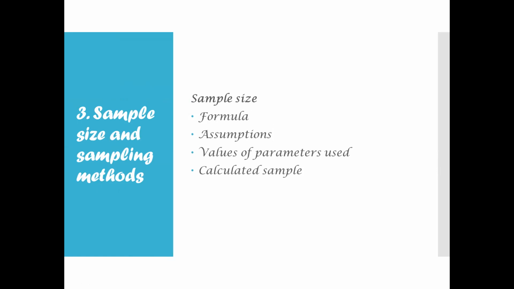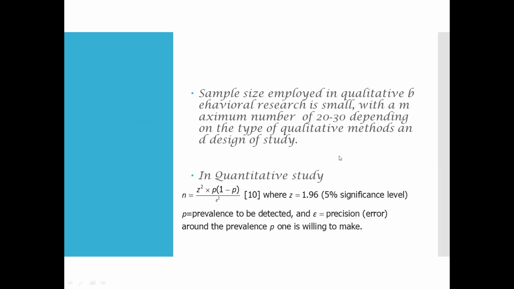So on sample size, you need to mention the formula you're going to use, the assumptions, the values of the parameters used, and the calculated sample. So the sample size that's employed in qualitative research is small. A maximum number would be about 20 to 30. That will depend on the type of qualitative method that you're using. So it usually does not exceed 20 or 30 members, okay?